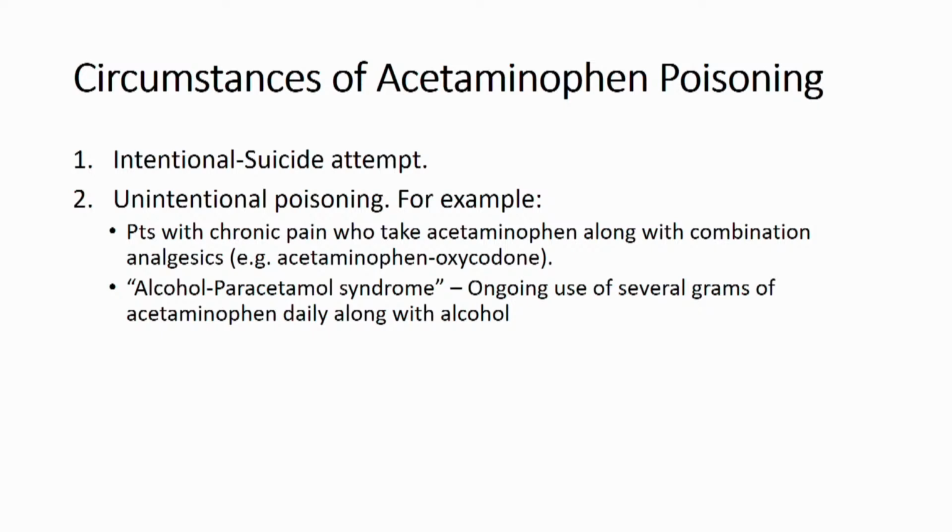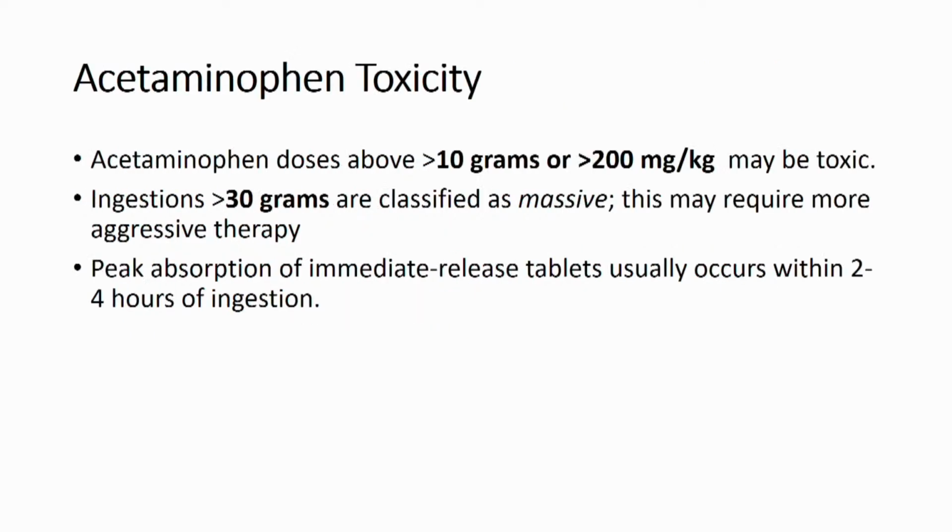The second is unintentional poisoning. As I said, this is a commonly used drug, so unintentionally one can get overdosed. In people with chronic pain who take acetaminophen along with combinations, that increases the chances of toxicity and overdose. The commonest is acetaminophen and oxycodone. Then there is a syndrome of alcohol and paracetamol, where people take paracetamol with alcohol. I don't know for what reason, but they do, and you end up with toxicity and overdoses.